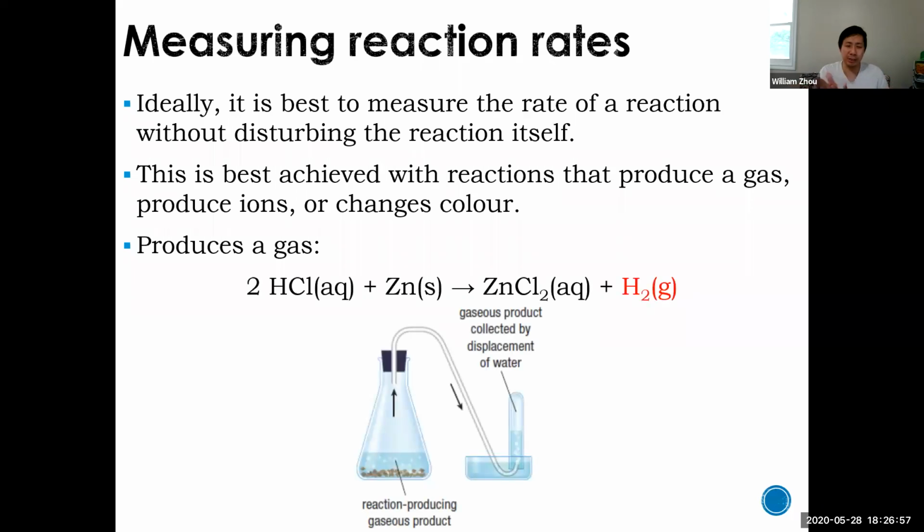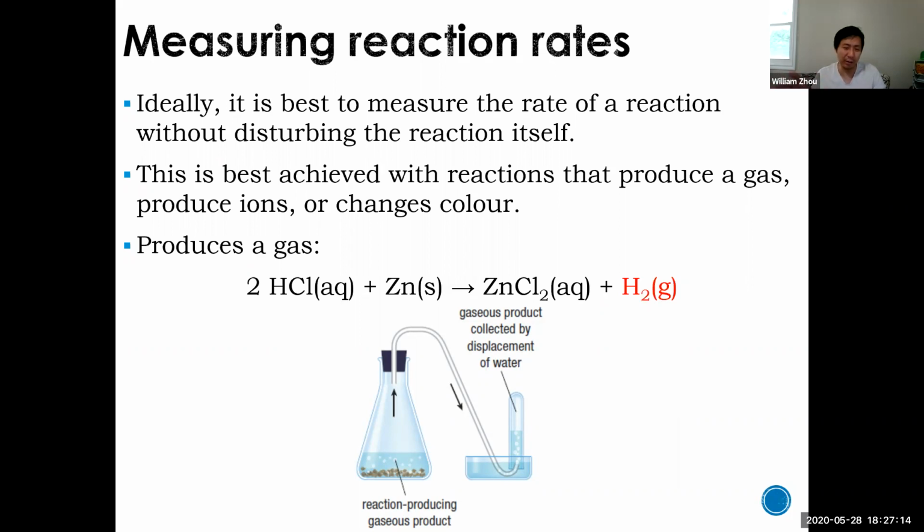So for what type of reaction are you able to measure the production of a gas? Well, your reaction must produce a gas, and that must be the only gas. You don't have gas in the reactants. You don't have gas in the products except that one. So the gas produced must be that gas.